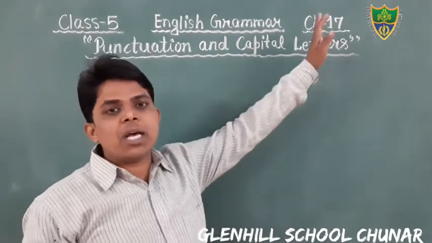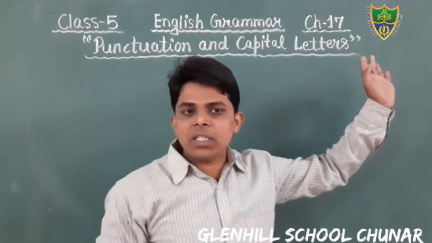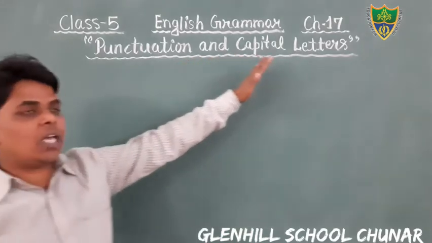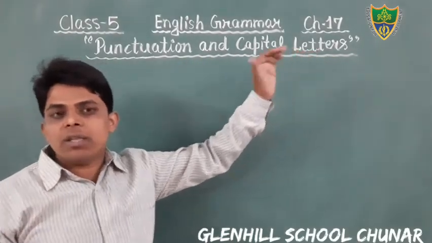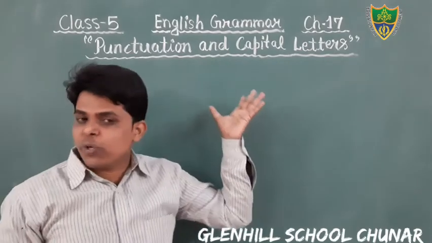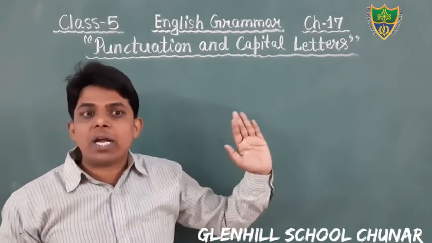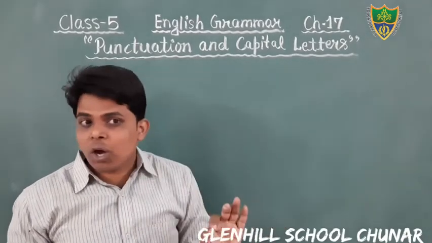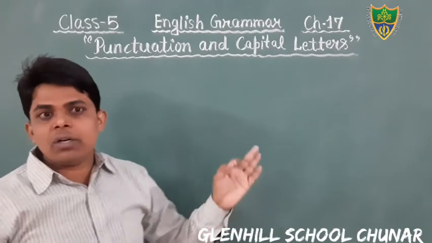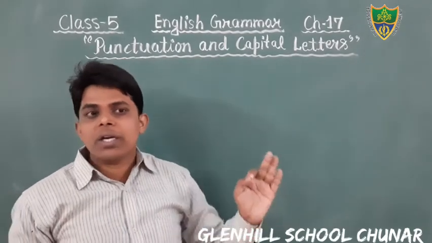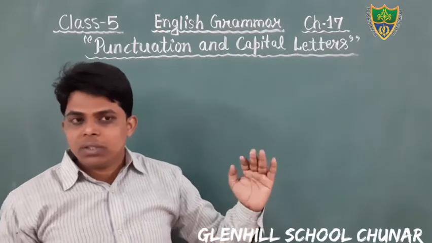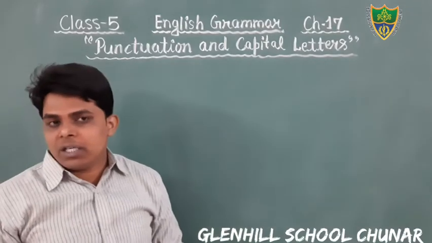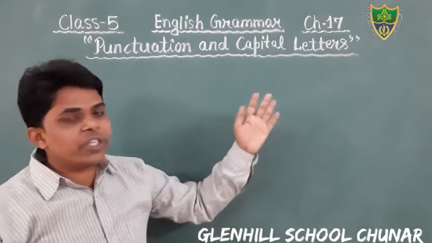Dear students, in the previous classes we were discussing chapter 17 of English grammar. The name of the topic is punctuation and capital letters. In the previous class we were discussing the punctuation marks, in which I have already told you we generally use 10 kinds of punctuation marks such as full stop, comma, semicolon, colon, question mark, exclamation sign, hyphen, dash and inverted comma or quotation marks.